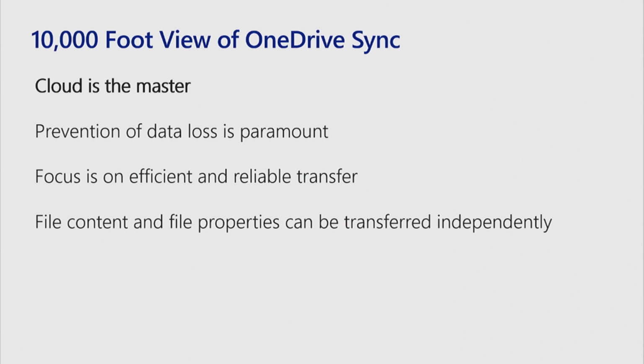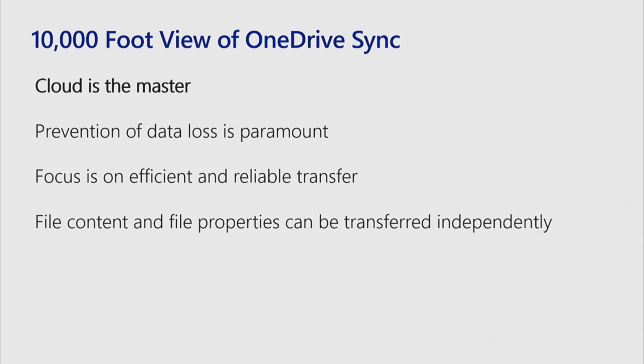And finally, file content and file properties can be transferred independently. Our goal with this is to ensure that file property updates, such as file renames or file moves, are instantaneous. The primary example of that is Files On-Demand. Whenever you decide to sync down a OneDrive library or a team site, all of your files will be visible almost instantaneously in your Explorer or Finder windows.